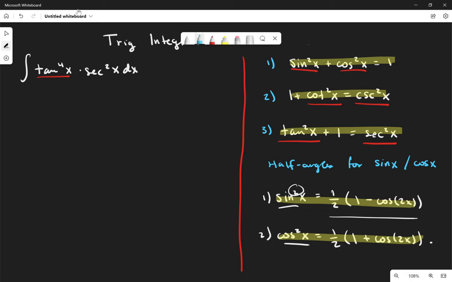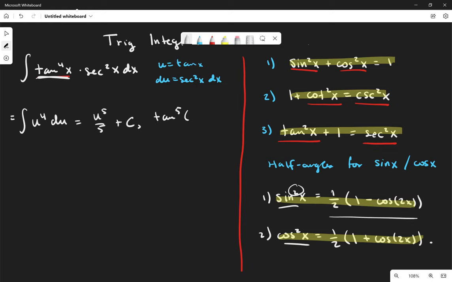Here I actually notice this is already ready to do a u sub. If I let u equal tangent x, then its derivative, which is secant squared, is already right there. du is secant squared x dx, and I can just sub it in. This is the integral of u to the fourth, tangent to the fourth, du. That's u to the fifth over 5 plus c, and I can sub that back in. u to the fifth, u is tangent, and there we go. Except now, let's do a different kind of example.